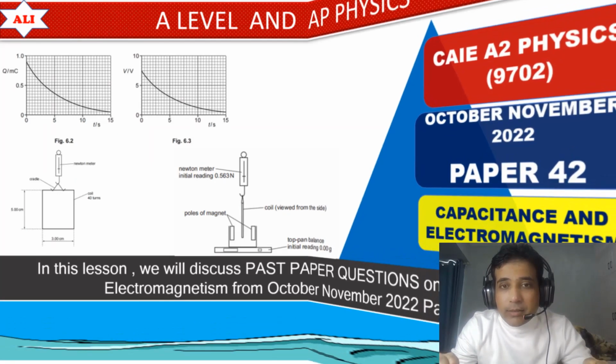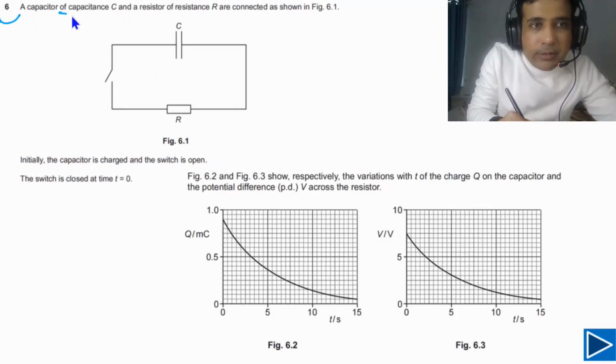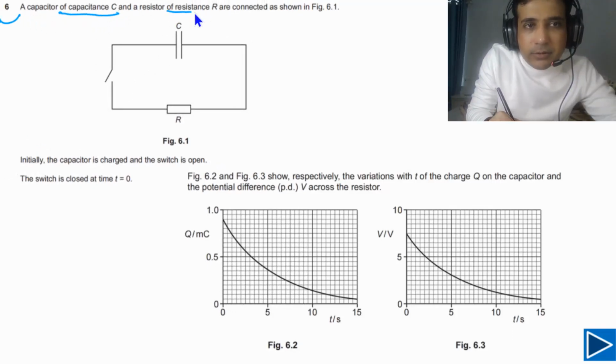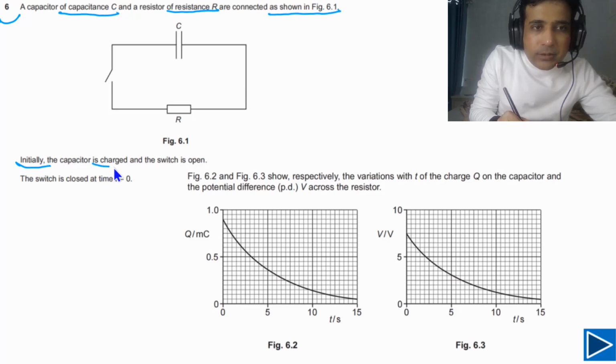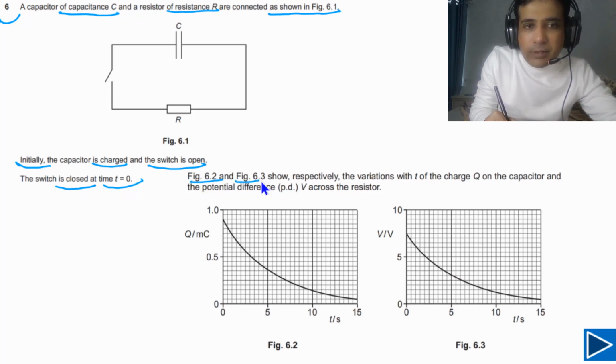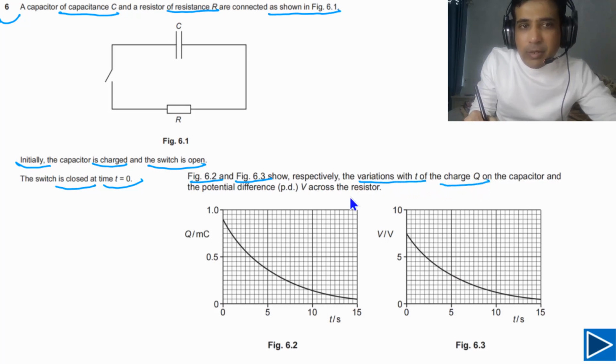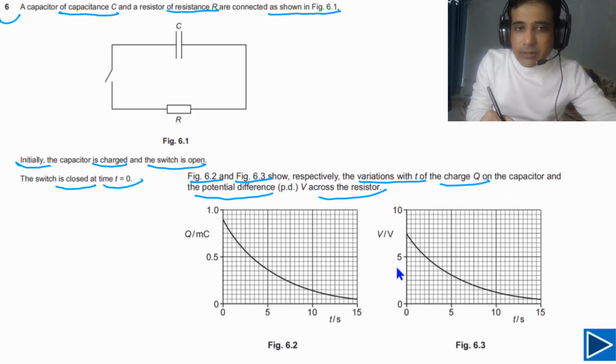For question number 6, we are given a capacitor of capacitance capital C and a resistor of resistance capital R connected as shown in figure 6.1. Initially, the capacitor is charged and the switch is open. The switch is then closed at time t equals 0. Figure 6.2 and figure 6.3 show respectively the variation with t of the charge on the capacitor and the potential difference V across the resistor. So we have the charge against time graph and the potential difference against time graph.